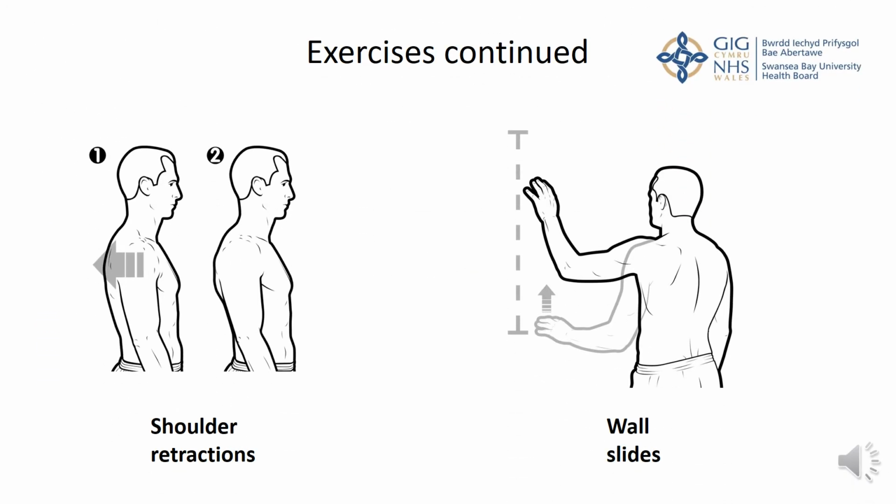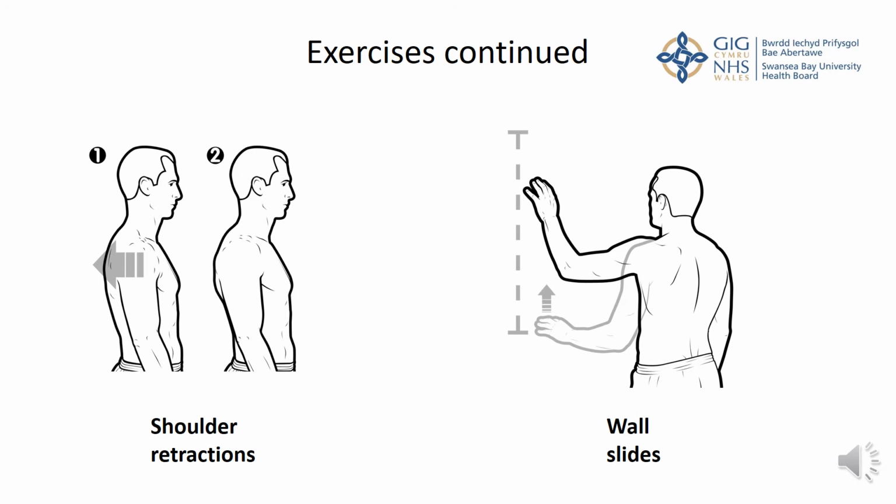Further exercises that can be helpful include shoulder retractions and wall slides. To complete a shoulder retraction, squeeze your shoulder blades together as far as you feel you can and hold for 5 seconds, relax and return to the starting position. This exercise can increase your awareness of your posture and can be completed in sitting or standing.